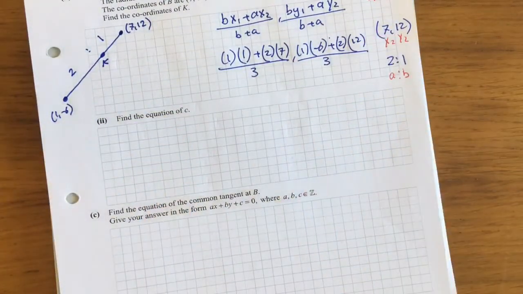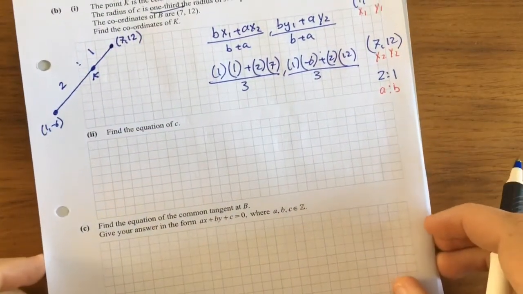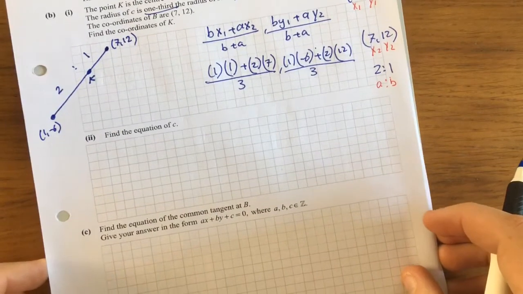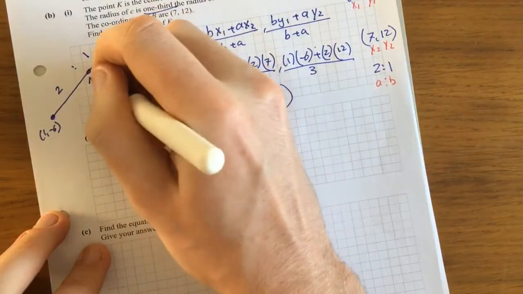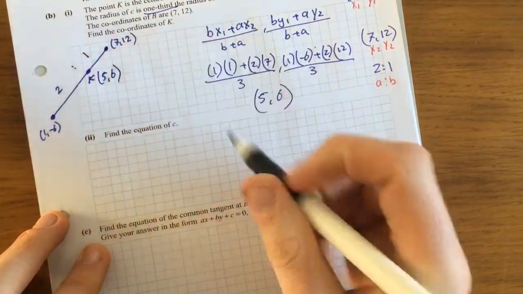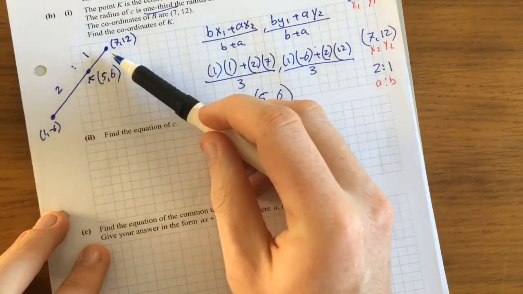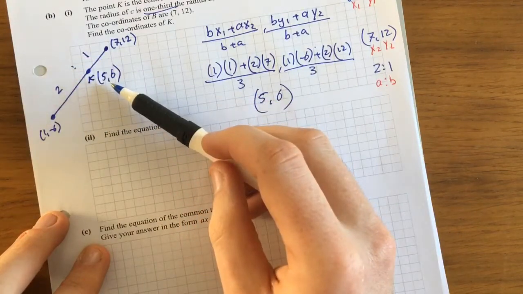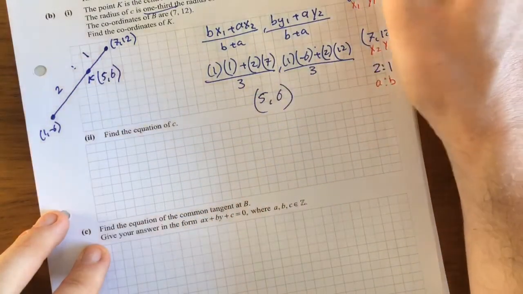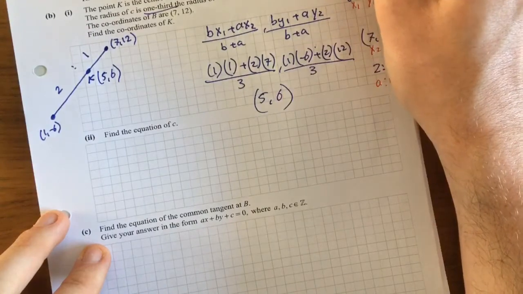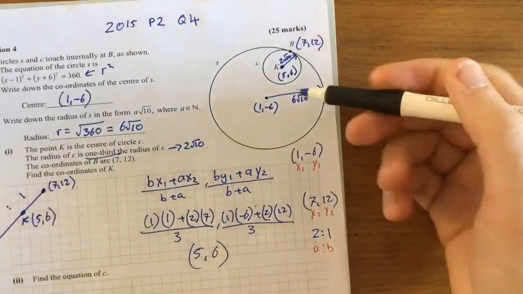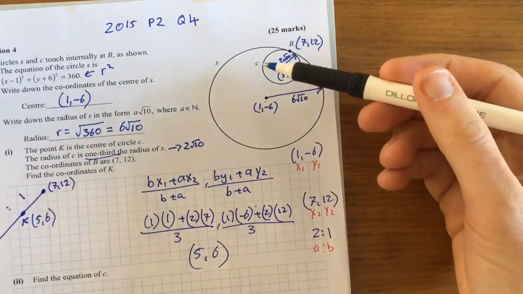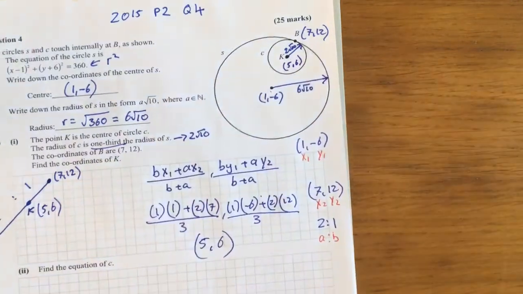Just to save a bit of time and space, I already have the answers done out. The final answer there is (5, 6). So if you want to split this line up into the ratio of 2 to 1, your answer is going to be (5, 6). That means our center of circle C is (5, 6).